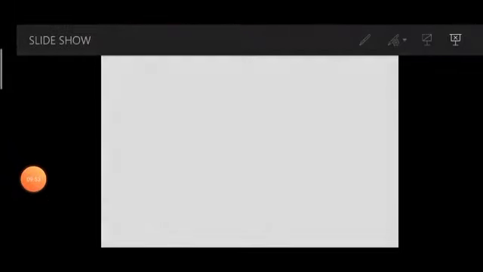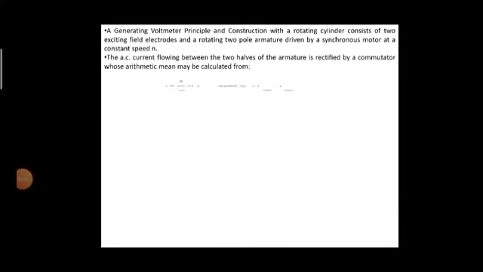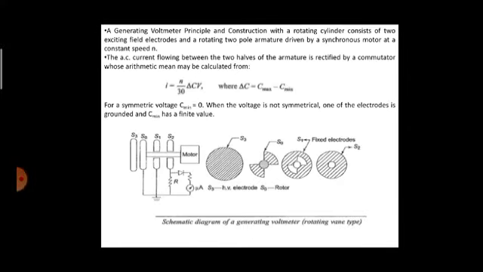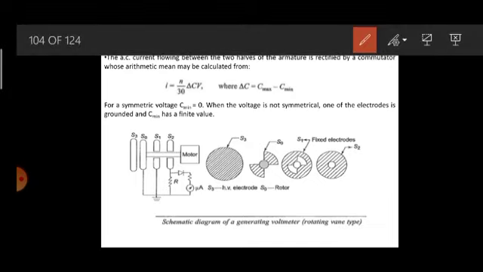Now you can see here, this is the construction of the generating voltmeter. You can see where the capacitance comes into existence. Capacitance means I have two parallel plates or two electrodes, and in between I have the dielectric medium. Here are the rotor vanes of S0.